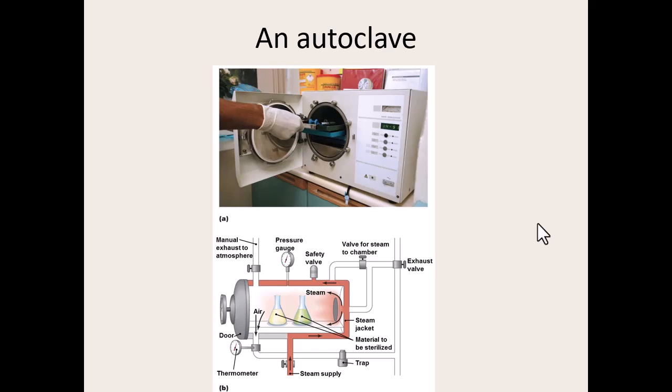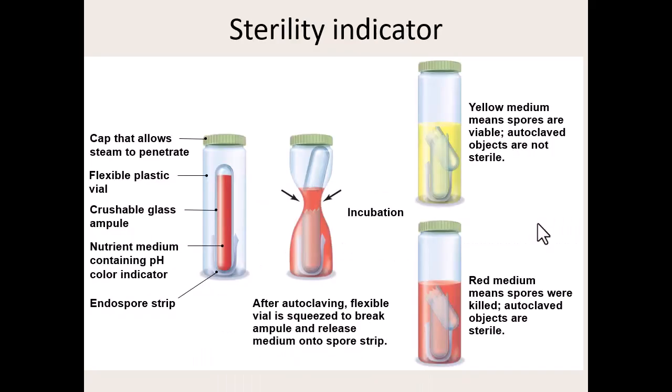And then there's a computer that monitors that it actually did get up to that 121 degrees Celsius, and it maintained that for 15 minutes. And there's a computer screen that will give a readout that proves that. But then we don't always believe the computer. Sometimes, not sometimes, all the time, we're going to put some type of indicator in the autoclave that will indicate that it actually got to that level for that amount of time.